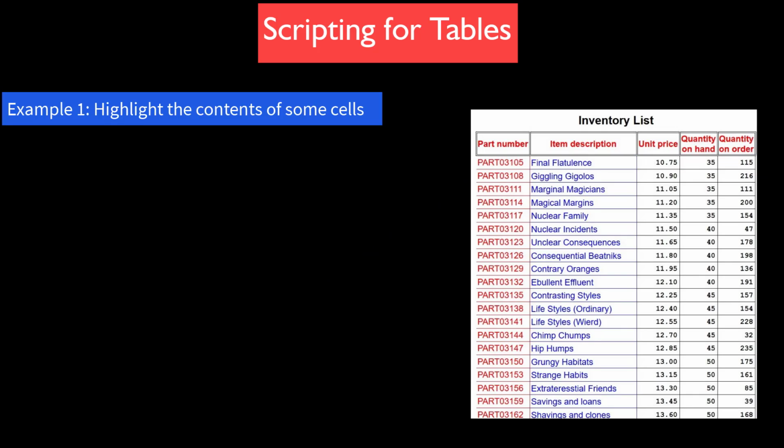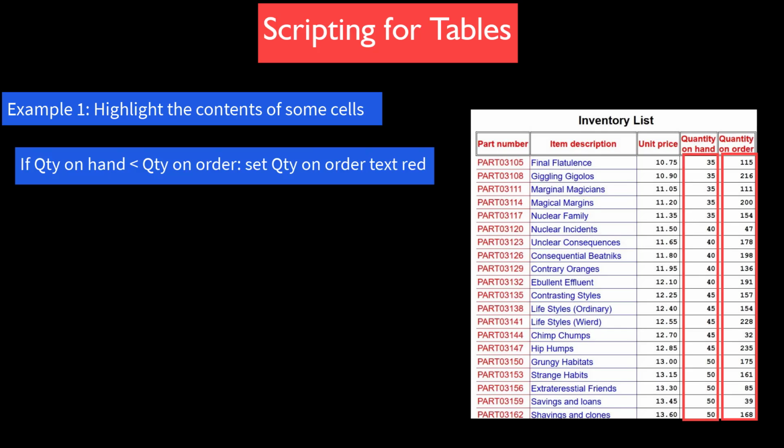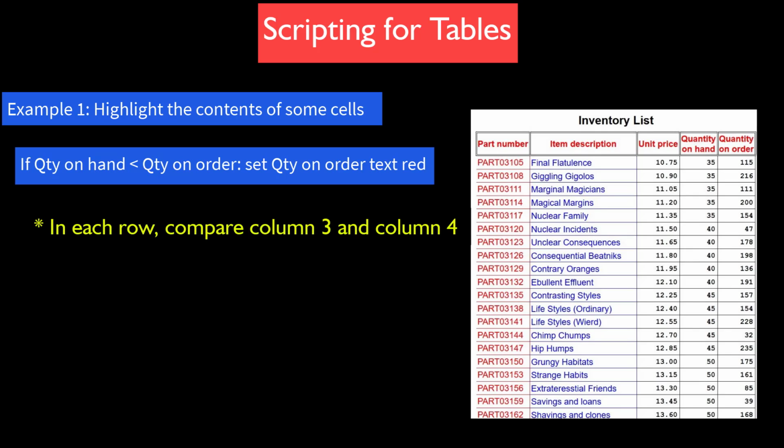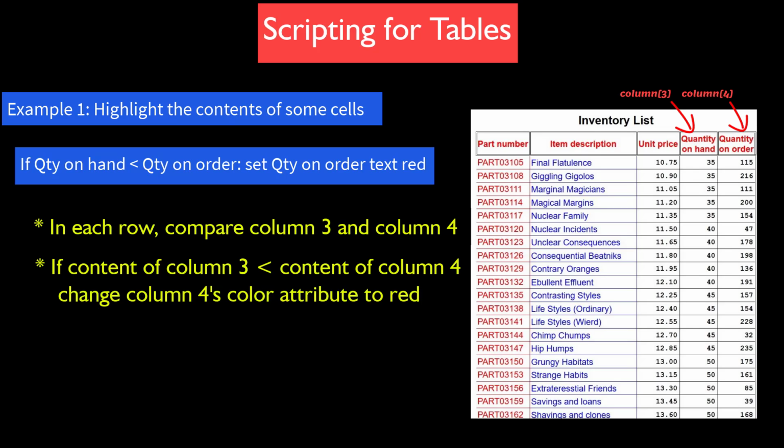So example 1, highlight the contents of some cells. In this example, we will look at the last 2 cells in each row. And if the quantity on hand is below the quantity on order, we will flag the quantity on order value by making the text red. Big picture of the logic. In each row, compare column 3 and column 4. Remember, column numbers in a row begin with 0. If the content of column 3 is less than the content of column 4, then change column 4's color attribute to red. So think about the mechanics.